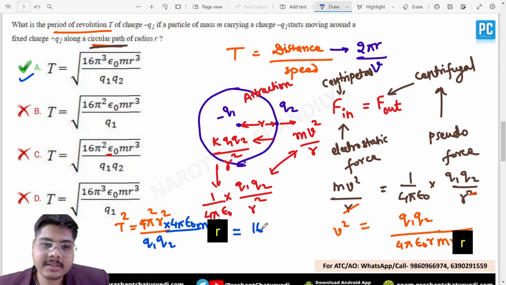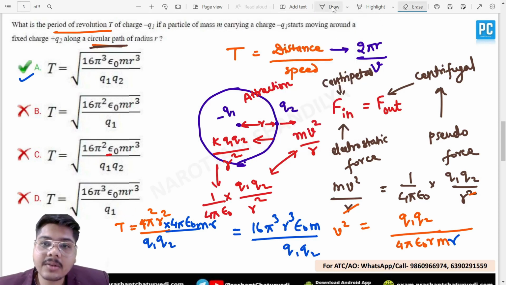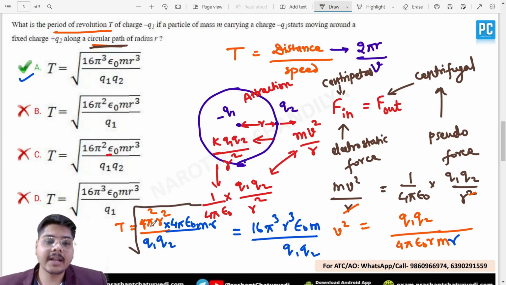4 into 4, it will be 16. Pi square and pi, it will be pi cube. R square, and so what will happen? 16 pi cube and r square and r, it will be r cube and epsilon naught. Okay, and 1 m will remain divided by q1 q2. So this is T square. So what I will be doing, I will remove this square and I will put root above that. So this option will be appearing directly.